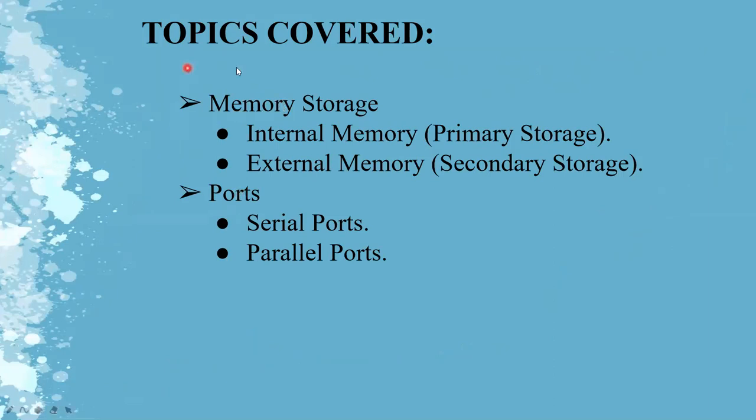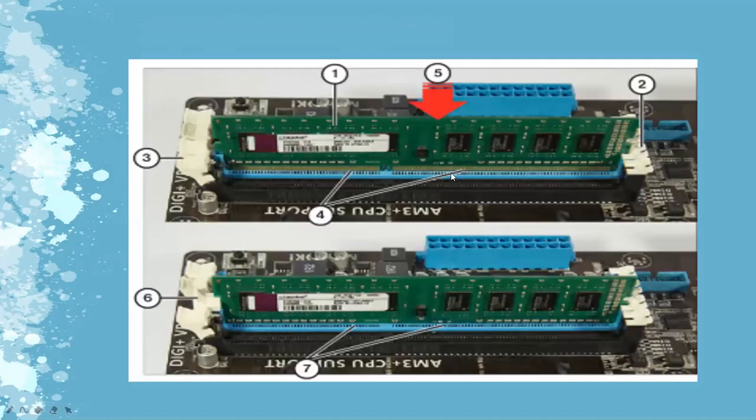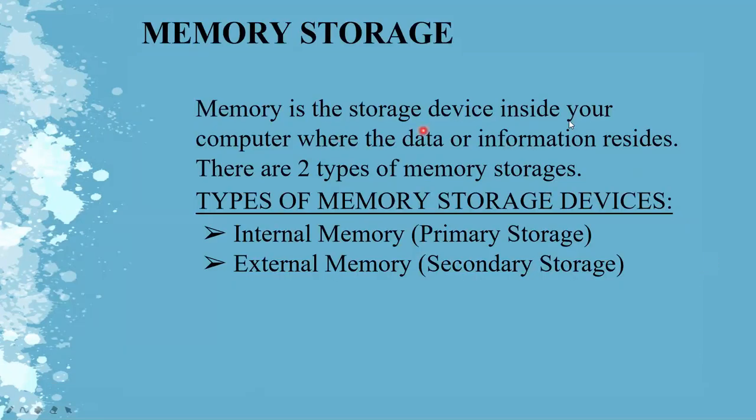Now, start from the memory. Memory is the storage device inside your computer where the data or information resides, right? Resides means to place that data in that particular place. There are two types of memory storage, internal memory and external memory.